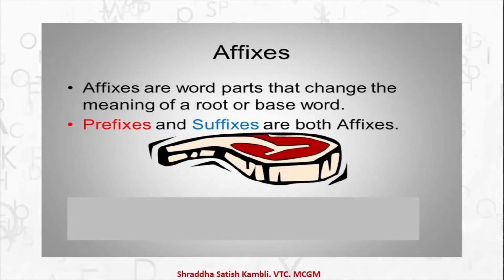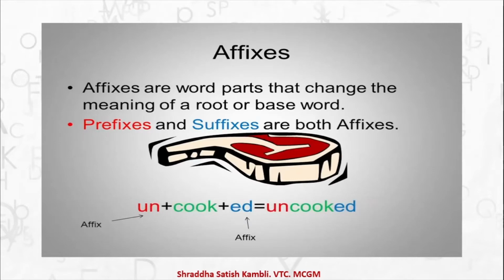Okay, so let us see a small example here. So see, we have the word cook, C-O-O-K, cook. Now there are affixes added to it. So un is an affix added before cook, and ed is an affix added after cook. So we have a new word, uncooked.